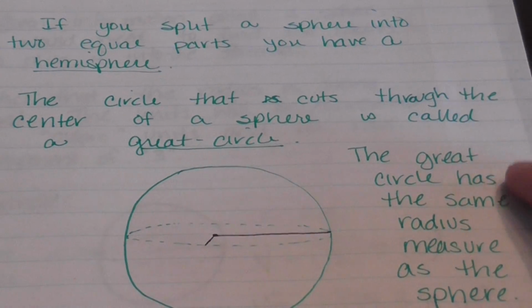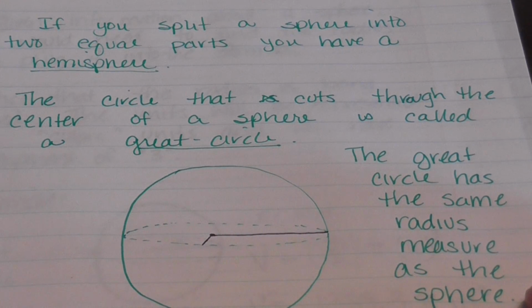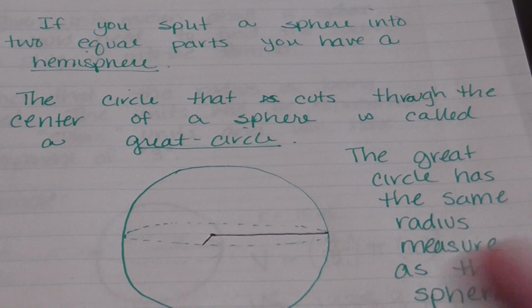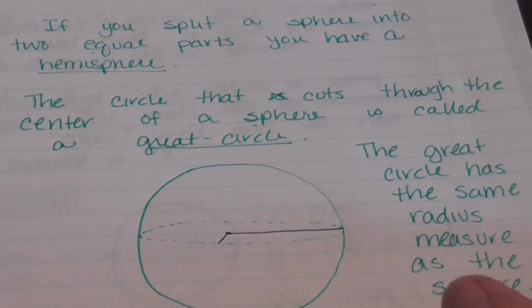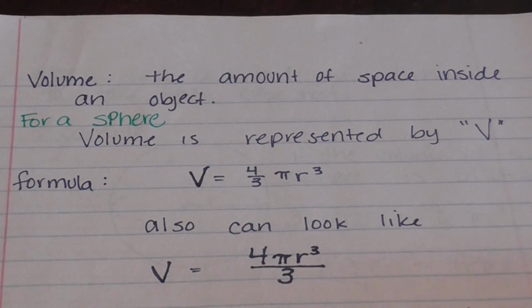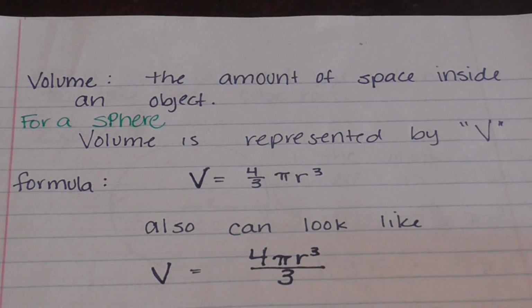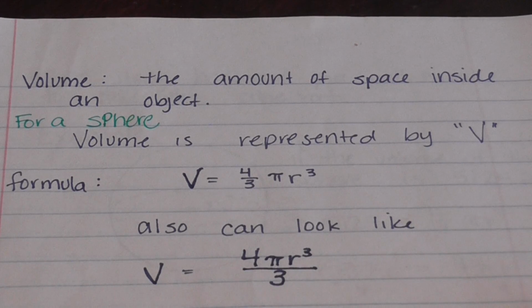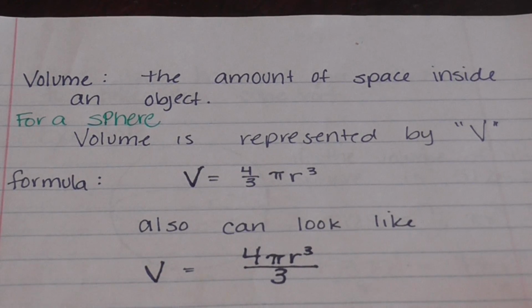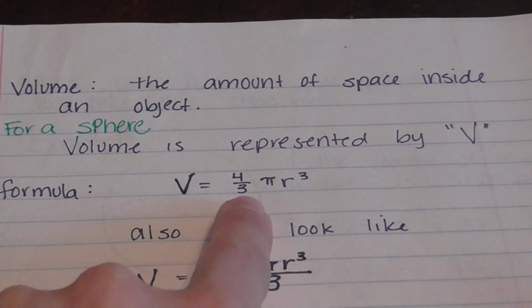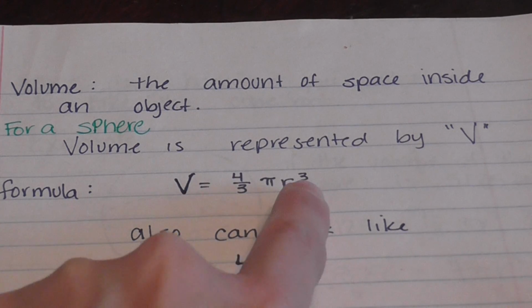Now, because the great circle has the same radius measure as the sphere, if they were to give you the circumference of the great circle, you'd be able to find, for example, the volume of a sphere. Volume of a sphere is really the only formula that we're going to be looking at with spheres. There is a surface area formula, but for our unit, we're not having to use that. The volume is the amount of space inside an object, any object. With spheres, the volume is represented by the letter V, and the formula is 4/3 pi r cubed.